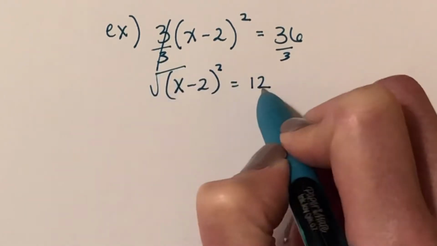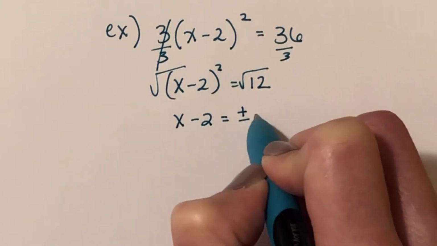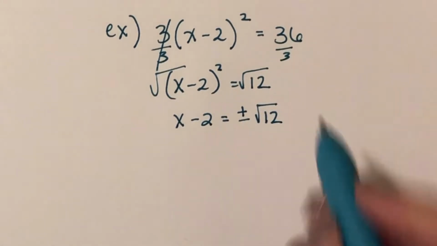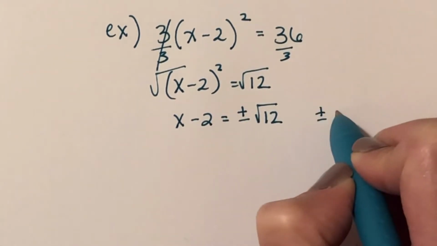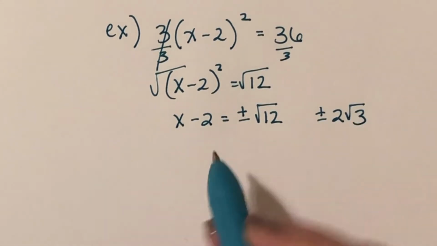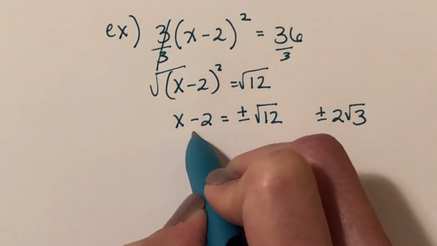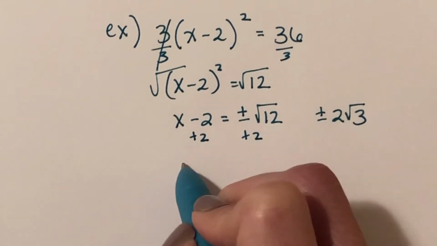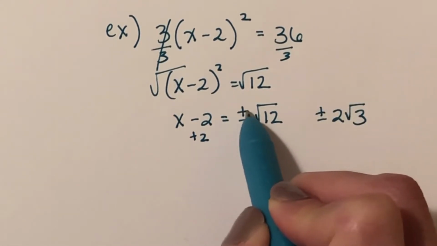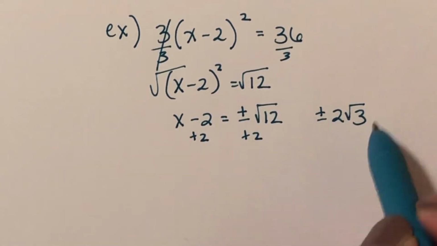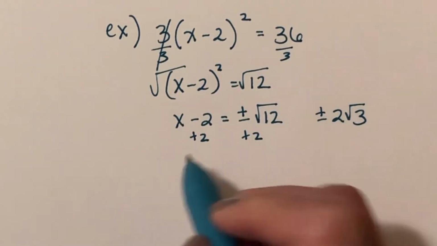So I'm going to take the square root of both sides. I get x minus 2 equals positive and negative square root of 12, which I can go ahead and simplify. I know the square root of 12 is going to be positive and negative 2 root 3. Now I don't want x minus 2, I just want x, so I'm going to add 2 to both sides. And again, I'm going to get two possibilities: positive 2 plus the square root of 12, or plus 2 root 3, and 2 minus root 12, or minus 2 root 3.